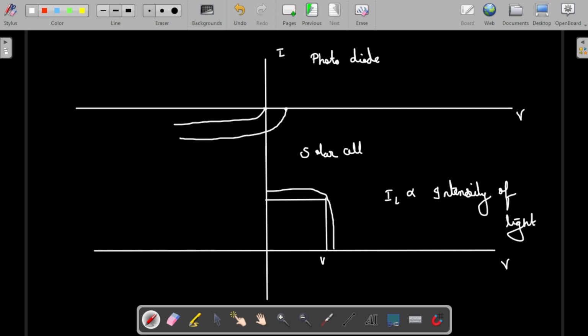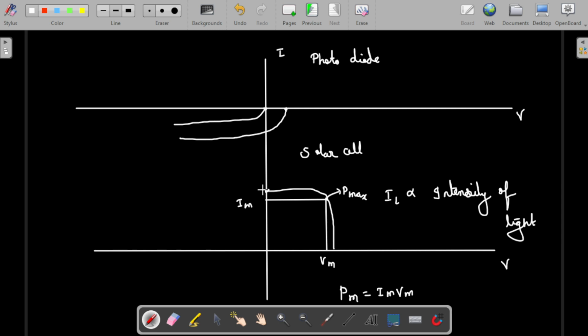That will be VM and IM, which will be the maximum. At this point we have Pmax, so at this point only the power will be maximum. So PM will be equal to IM into VM. Okay, so this is the maximum power that we can take.